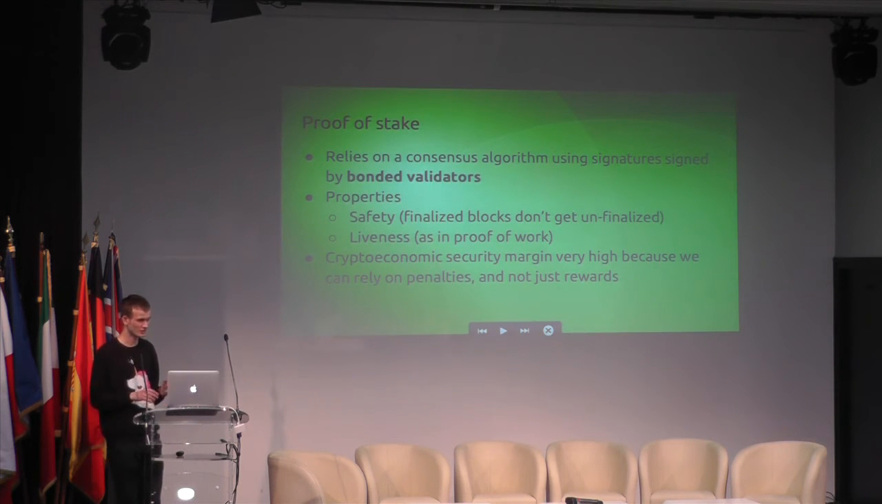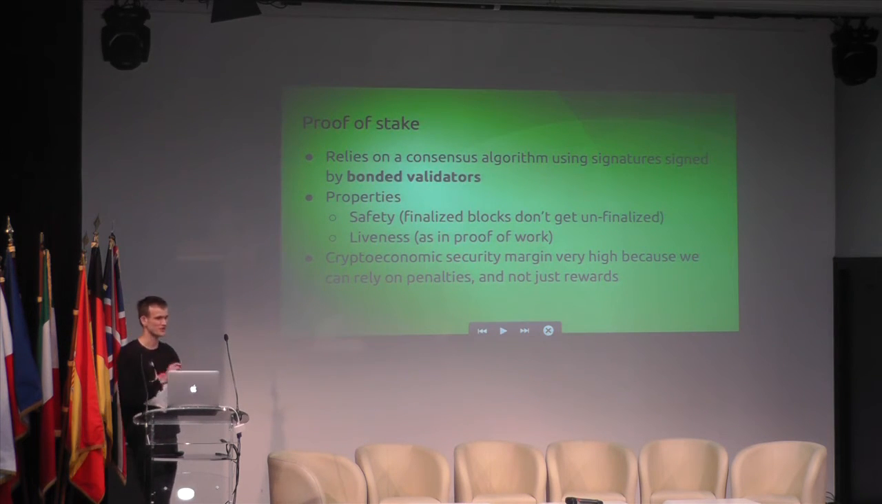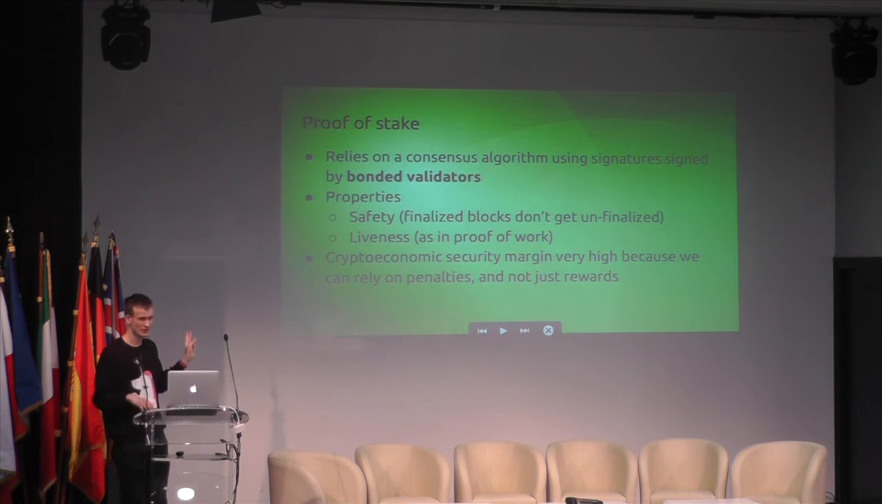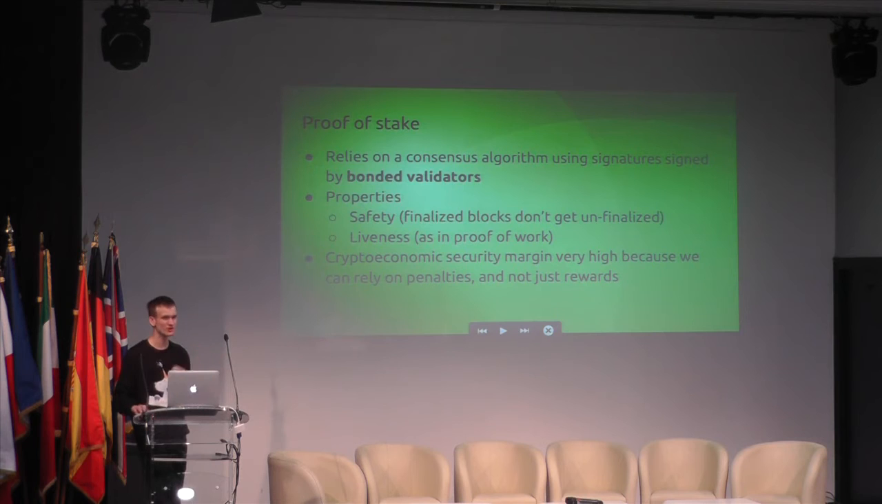So you want some mechanism by which blocks can get finalized, and you don't want finalized blocks to get unfinalized. Or you don't want two contradictory blocks to get finalized at the same time. And you also want to have liveness. So liveness, as in proof of work, means the system keeps going and keeps finalizing at least something.